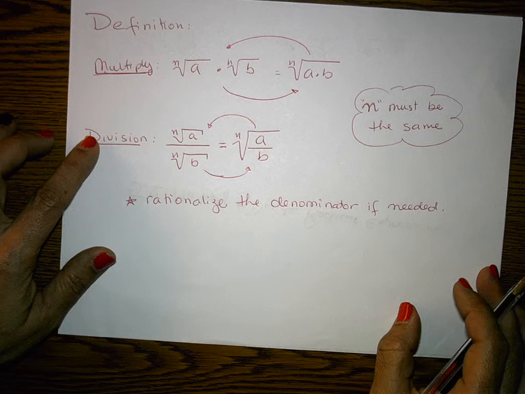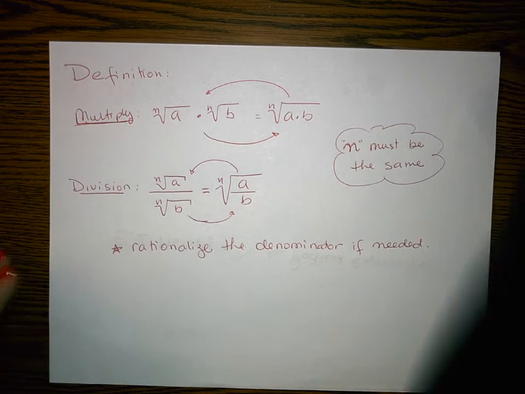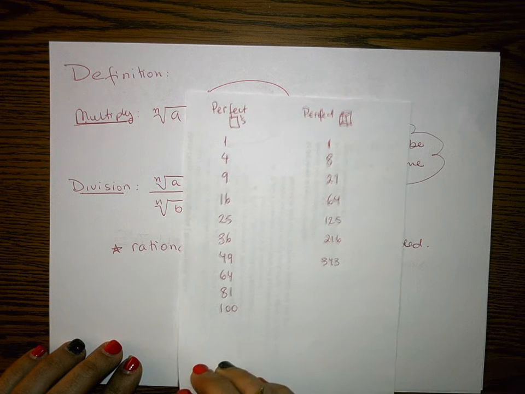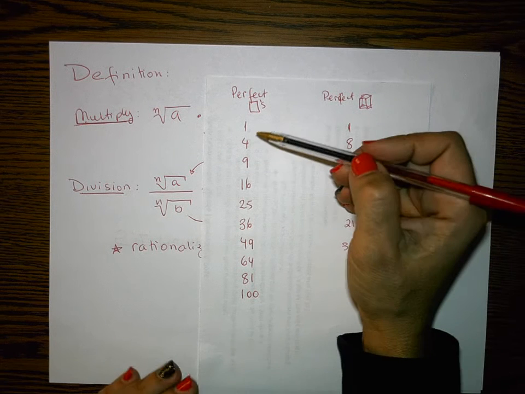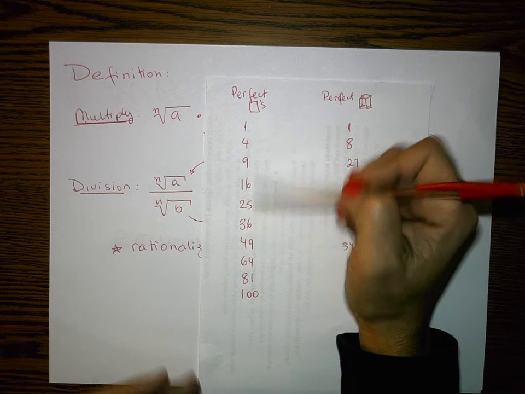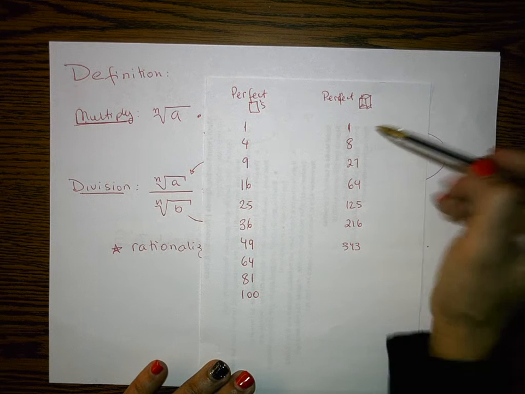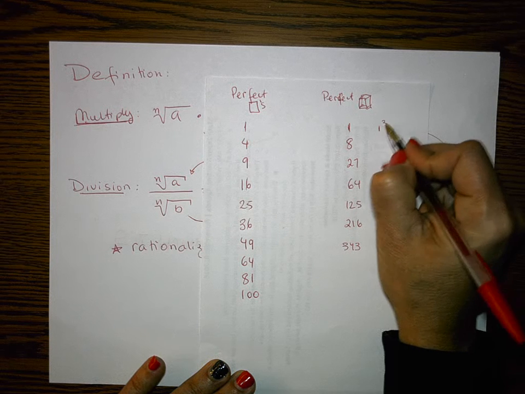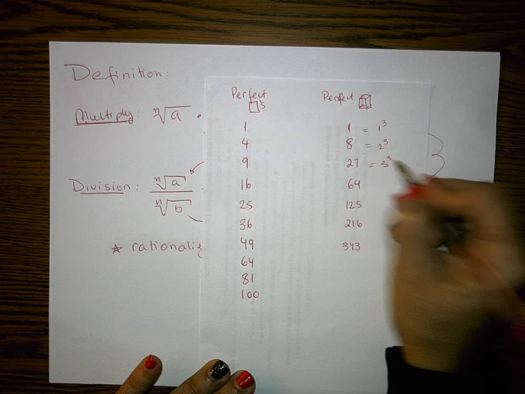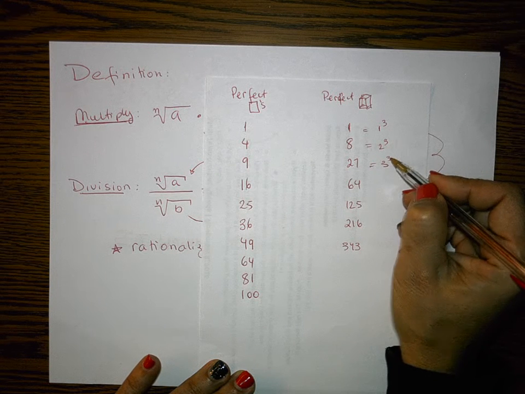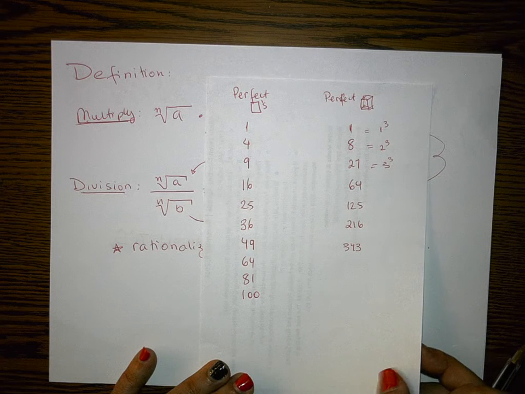Also, it would be very helpful if you could create for yourself just a little flashcard with your perfect squares and perfect cubes. The first perfect squares, 1 through 100, we pretty much have memorized. But cubes is one that we tend to forget very often. 1 cubed is 1, 2 cubed is 8, and you keep on going. 3 cubed is 27. We usually memorize the first 3, and then we start forgetting the rest. So it's good for us to have it in hand because we'll be using that a lot.